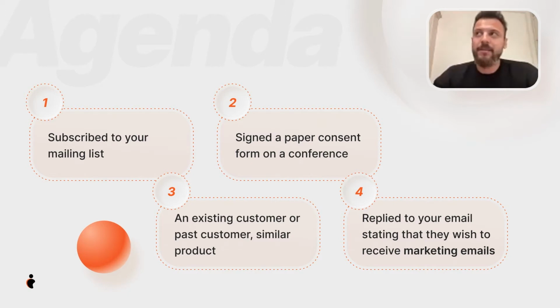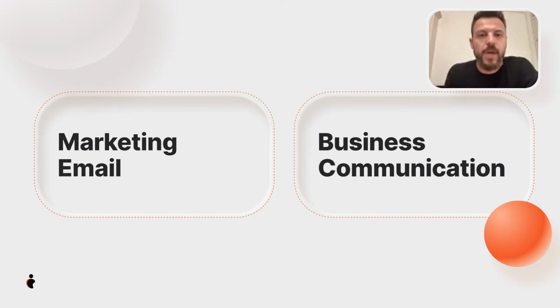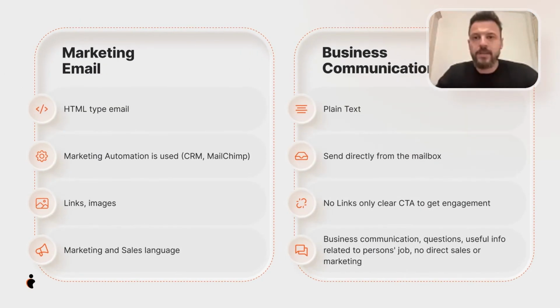So long story short, if someone says, yeah, send me more information, then they give you the consent to send it. So again, these are the four main points about GDPR. And then you can play with those soft opt-ins as you see fit. For example, there is a marketing email and then business communication. So let's see the difference between the two, because it's very important, right?